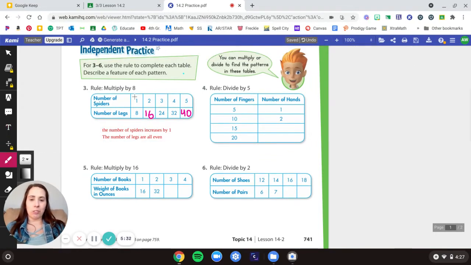All right, over on number 4. This time we had to divide by 5. So 5, we can figure out 5 divided by 5 is 1. Yep, so we know we're going from the left side to the right side. 10 divided by 5 is 2. 15 divided by 5 is 3. And 20 divided by 5 is 4.